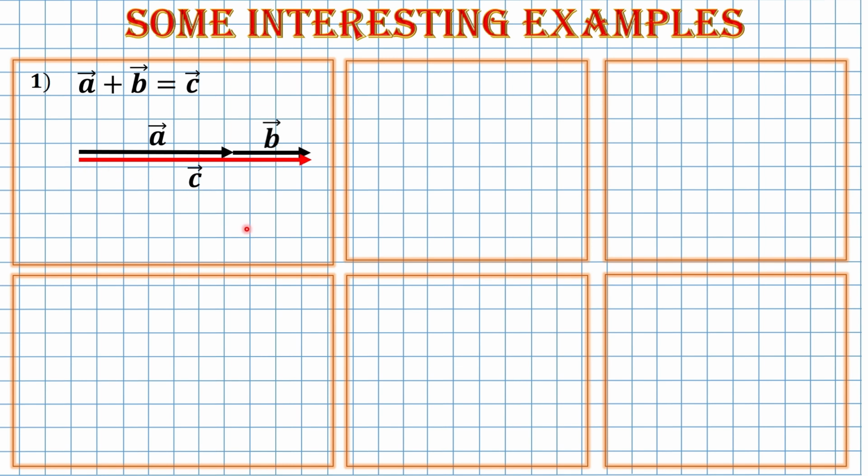Now let's look at the second example. We have vector A and we have vector B. But in this case, vector B has the opposite direction to vector A. In the previous case, it was the same direction, but in this case, it is opposite to the vector A. So how can we find vector C in this case? Let's do the same thing as we did before. We will connect the ending point of one vector to the beginning point of another vector. So it will look like this.